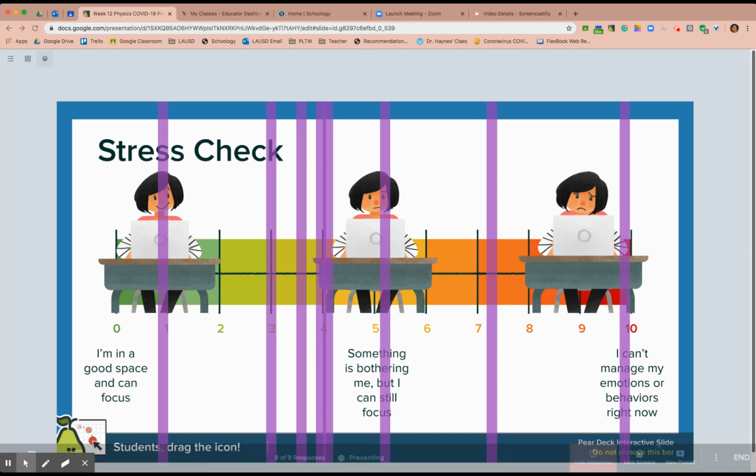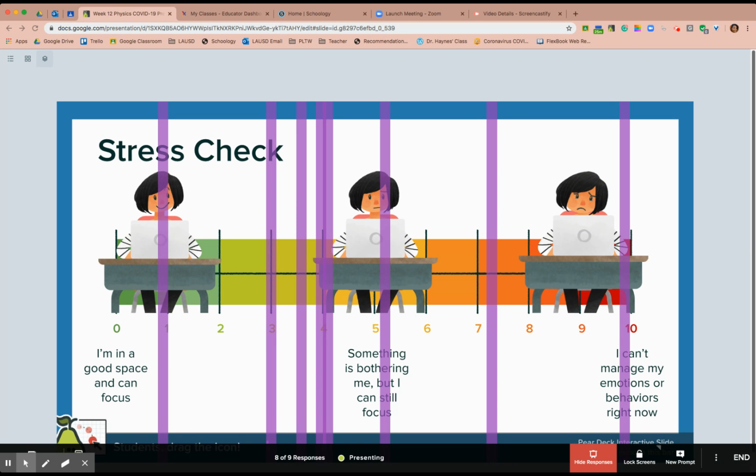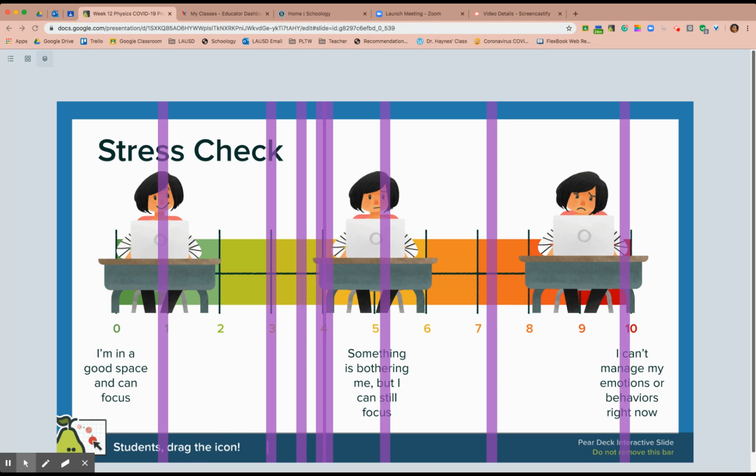I would say that I'm somewhere between a 4 and a 5. I do have a lot of work to do, but I'm getting a handle on it. And so I'm still able to focus, and I'm really glad to get a chance to interact with you guys. Doing Pear Deck right now makes me really happy. I feel like we're back in the class together.